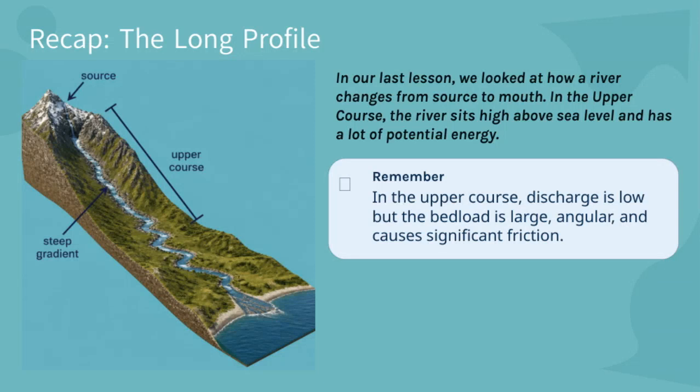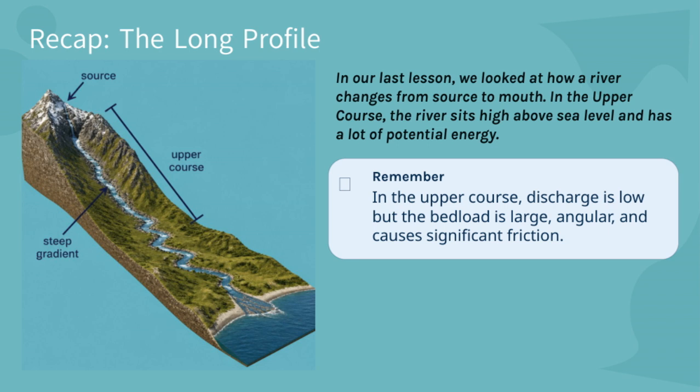In the previous lesson, we looked at how a river changes from its source to its mouth. This is called the long profile of a river. The long profile usually starts steep in the upper course and becomes gentler as the river moves downstream towards the sea. In the upper course, the river is high above sea level. This means it has a lot of potential energy because gravity is pulling it downhill. However, the river is still small. Discharge is low because not many tributaries have joined yet.